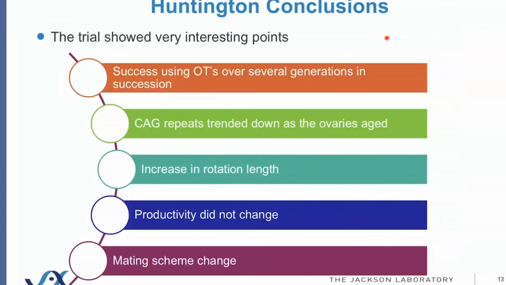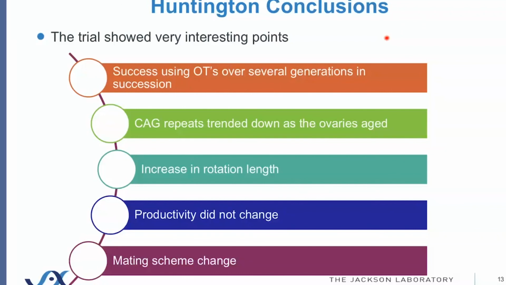The main conclusions we found through this trial were that, in our opinion, there is success in using OTs over several generations. Each generation, the data was very close to the previous generation. We did find that CAG repeats trended down. We noticed that we can increase our rotation length based on our current processes. We could extend it several weeks beyond what we're currently doing. The productivity didn't change as the ovaries aged. Litter sizes stayed the same. The pre-wean loss stayed the same. The only thing that really changed was the CAG range average.